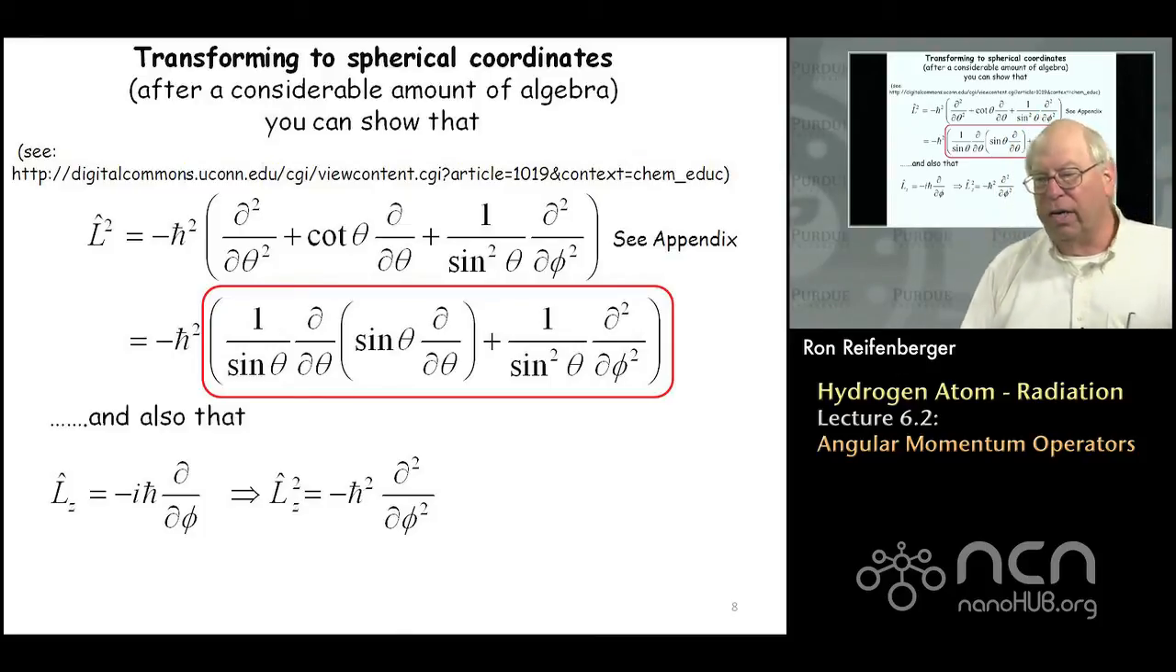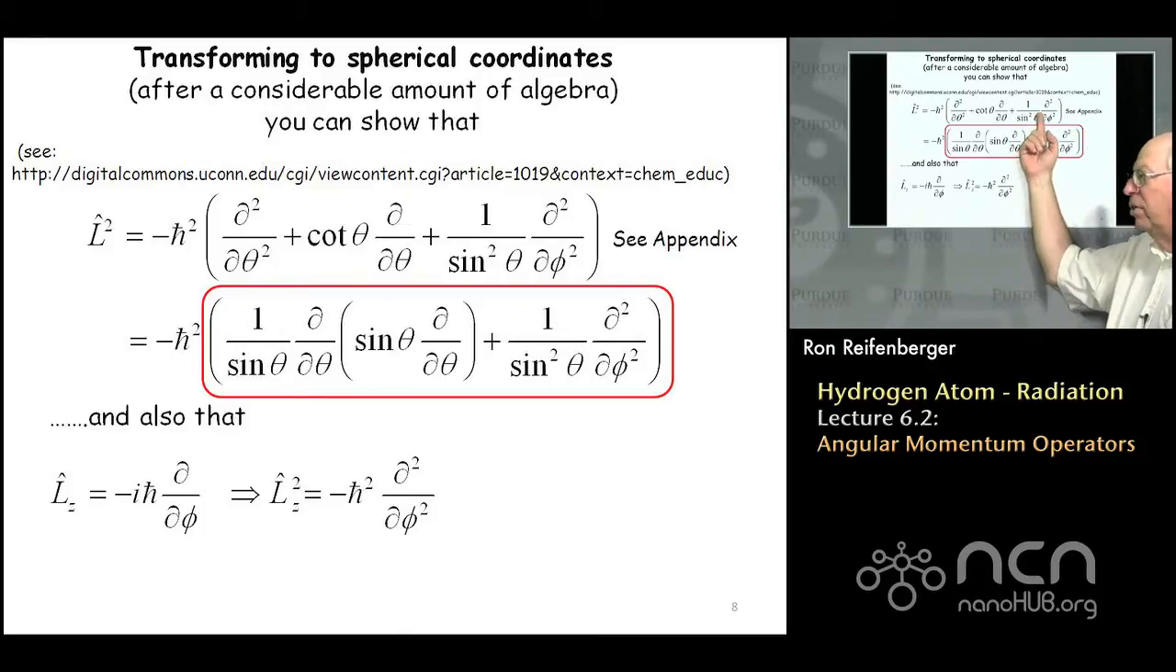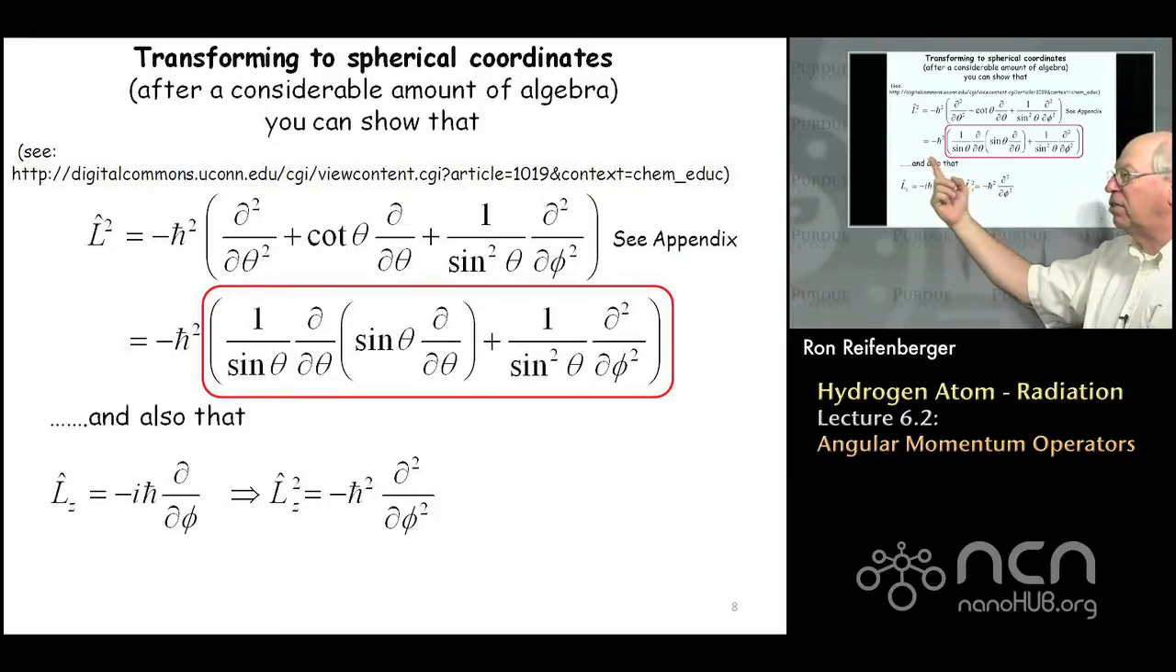Also in the appendix, I show how you can go from this form to this form. This is a pretty straightforward mathematical derivation. If you're curious how that's done, just check the appendix. So this gives us a form for the angular momentum squared.